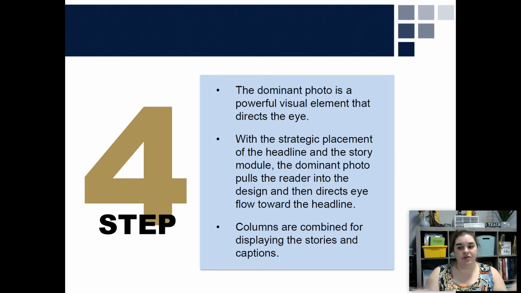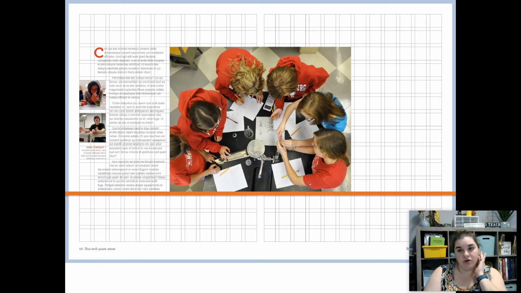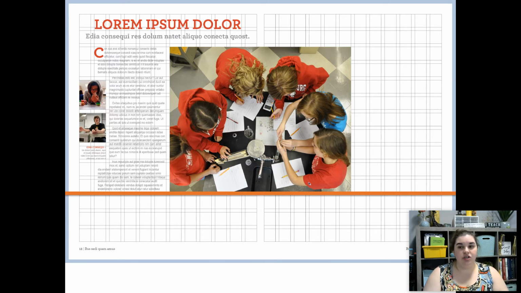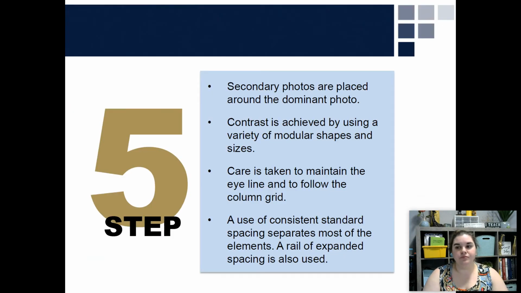The columns are then combined so that you can display these stories and captions. Here you can see the story is placed off to the left. We've even added some sub photos with captions, and you have the headline going up at the top with a subheadline. This is near the dominant element. It draws the reader in. You know which direction they're moving across the spread, and it helps them to read more.